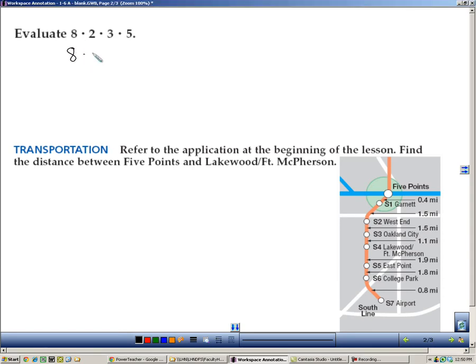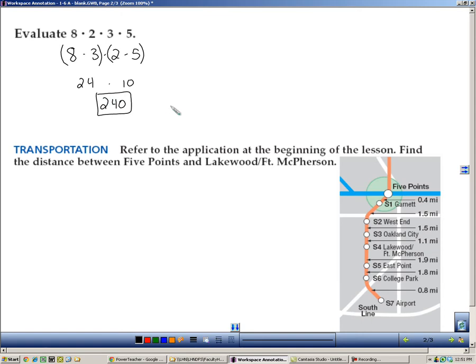So what I'm going to do is I'm going to rewrite this, and I'm going to put the 2 next to the 5. Now the reason I can do that is because of the commutative property. The commutative property says I can do 2 times 3 as well as 3 times 2, and it won't matter. Now I'm going to use the associative property to group them this way. I'm going to do 8 times 3, which is 24, and 24 times 10, which is 240.